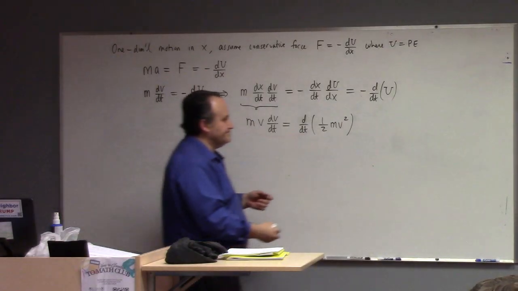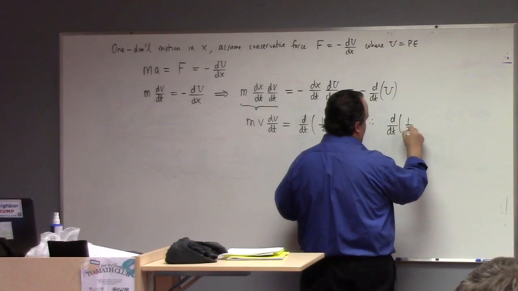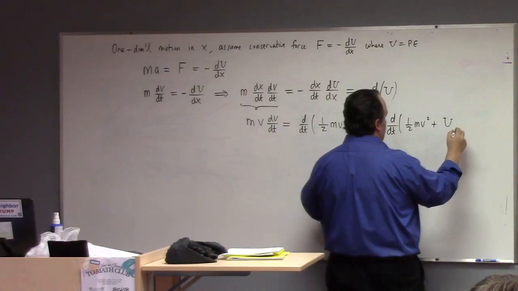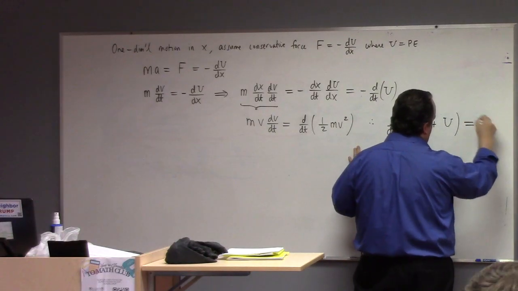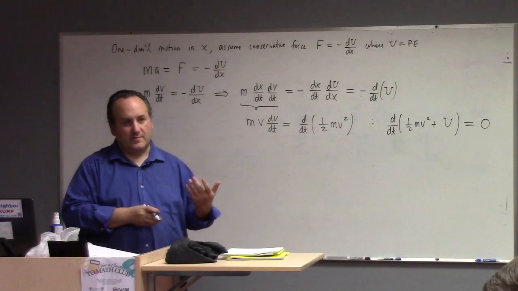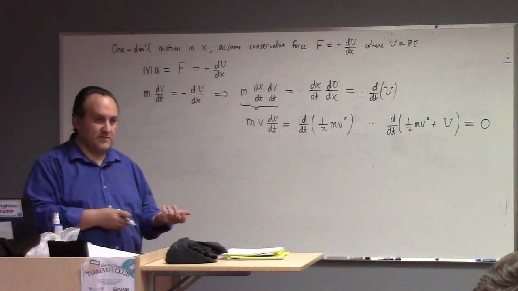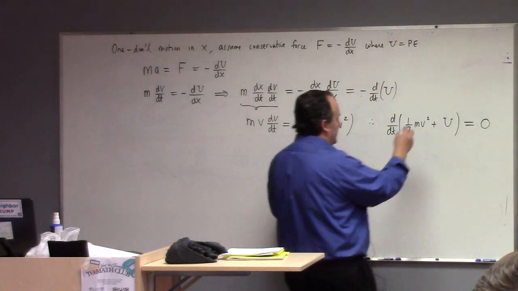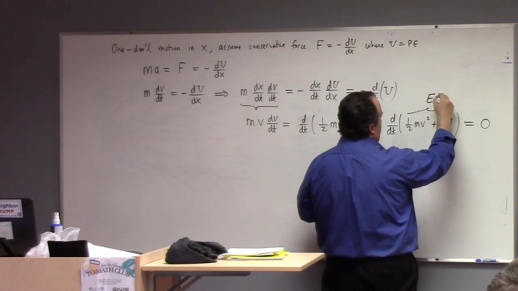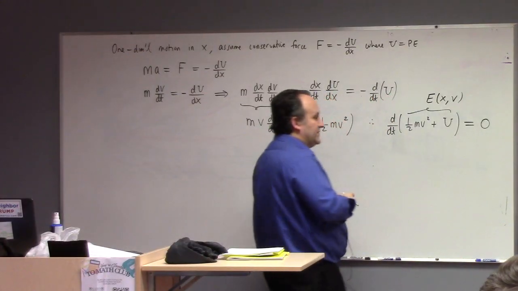So therefore, the derivative with respect to time of 1/2 mv squared plus u, right, is equal to 0. I'm not telling you anything you don't know, I hope. I'm telling you that if the net force is conservative, energy is conserved. And this quantity, of course, is the total mechanical energy, right? So it's a function of x and v, really. E is a function of x and v.